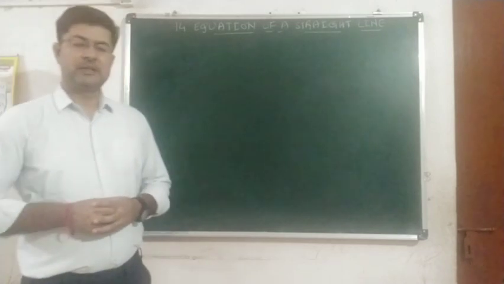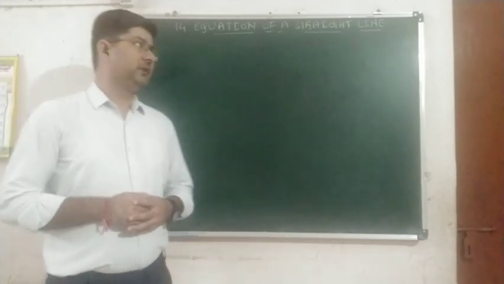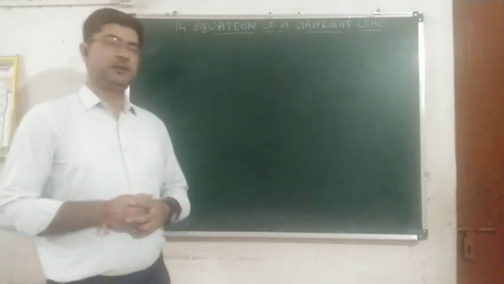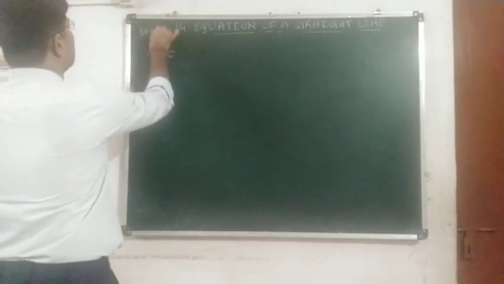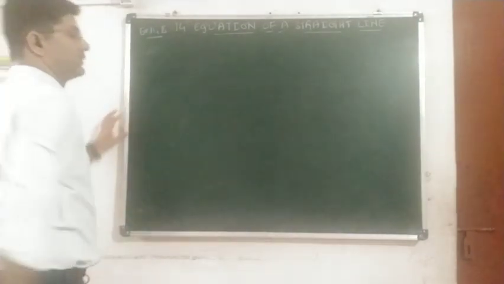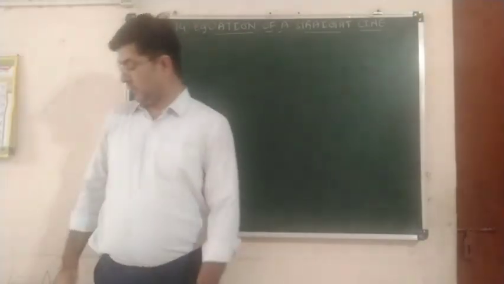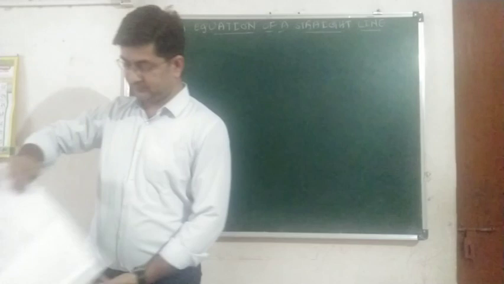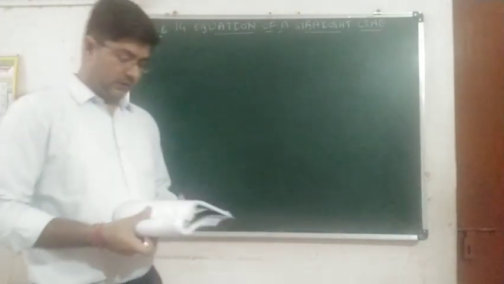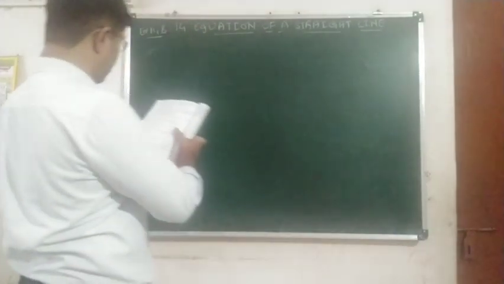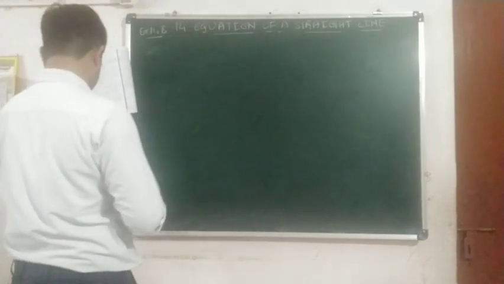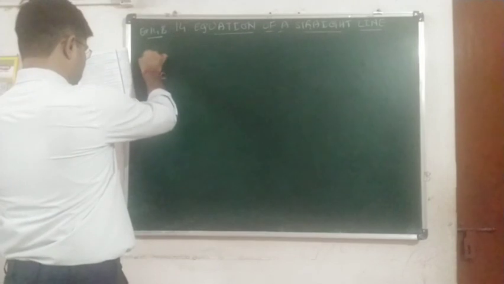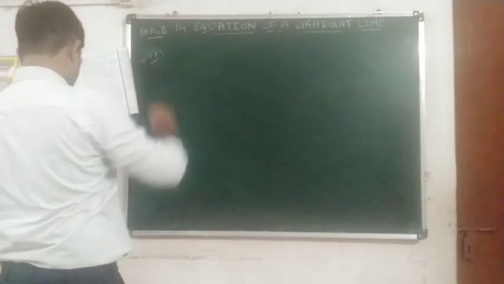Hello friends, you are watching ISC Mathematics and we are solving exercise 14b of chapter number 14, equation of a straight line. In the last video we have completed till question number 16. Now we will start question number 17 onwards. So let us start from question number 17.